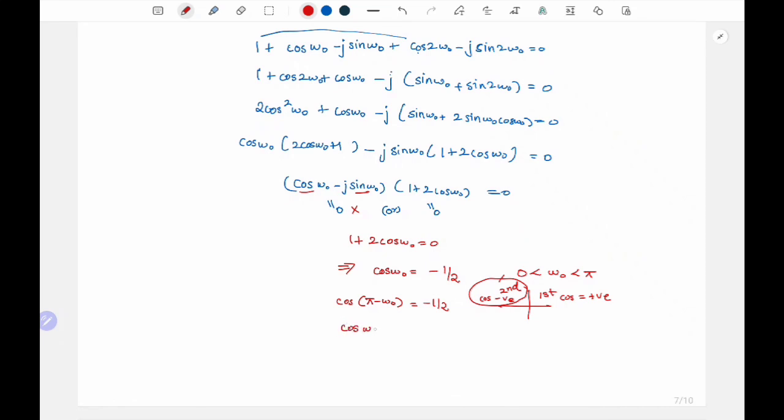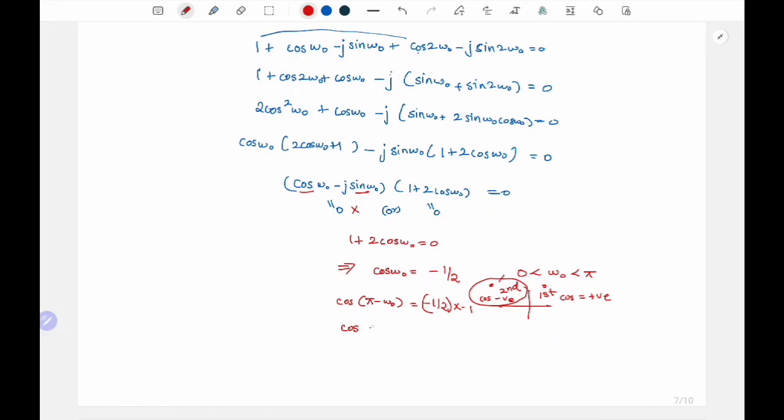And I can observe this again: when I do a pi minus omega naught, I should multiply it with minus 1, right? I'm assuming that my omega naught is in the first quadrant. And then if I do a pi minus omega naught, it is always going to flip my sign. Even if it is in the second quadrant, doing a pi minus omega naught will bring it to the fourth quadrant, which will again bring it to the first quadrant, which will again give a positive sign.